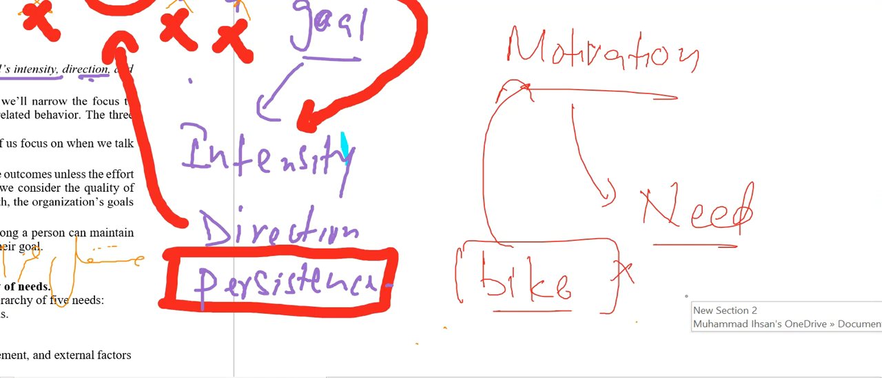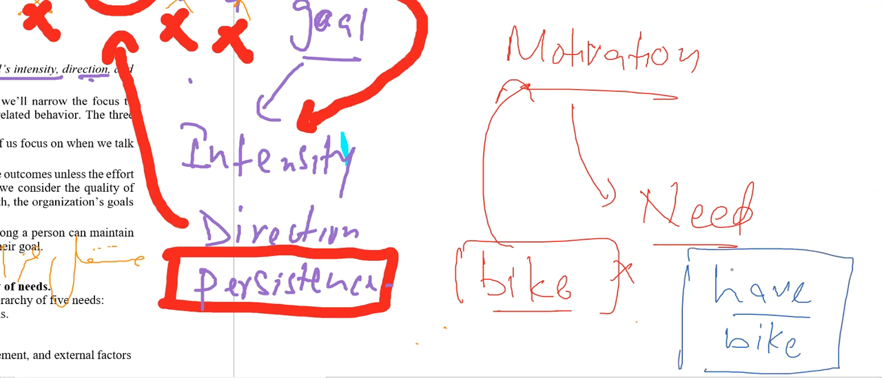On the other hand, if I already have a bike, then I will not save my money to get a bike, because I will not get motivated, because I already have the thing which I am going to get. So students, individuals do not get motivated for the thing they already have. They will only be motivated for the thing they do not have. If they have anything, they will not get motivated to get it.